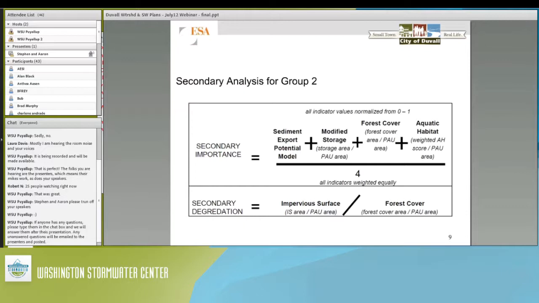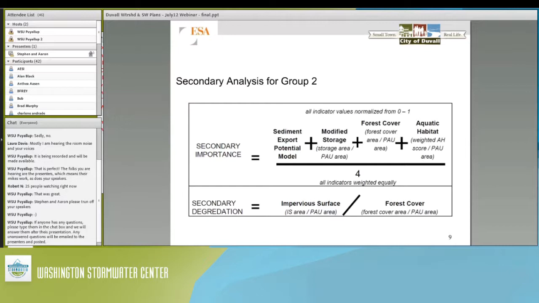The sediment export potential model, which is within the water quality assessment, was used, along with a review of modified storage, which was looking at depressional wetlands and other stormwater features that were holding water within the landscape, used as another indicator of importance. And then forest cover, which was a ratio of the existing forest cover compared to the PAU or subbasin extent. And finally, aquatic habitat, which was looking at both mapped, known use by coho salmon and potential modeled presence based on WDFW data. And those 4 were all weighted equally to establish secondary importance.